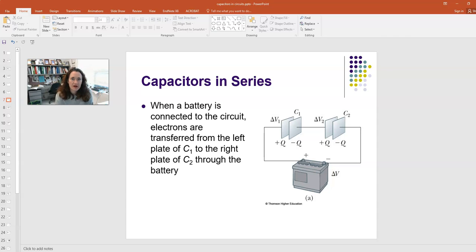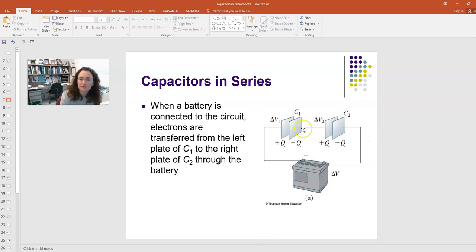Now let's talk about how you would deal with an equivalent capacitance if you had a different configuration. So here, instead of hooking them up in parallel, we've got them hooked up in series. In other words, one after the other after the other, okay? So let's talk about what would happen physically here. You've got the positive terminal of your battery hooked up to this leftmost plate in this series, okay? Now I'm going to refer to them going left to right as plate 1, 2, 3, and 4 here, okay?